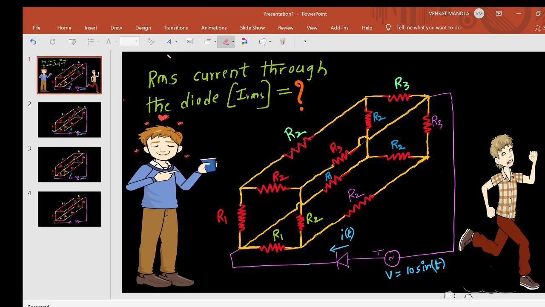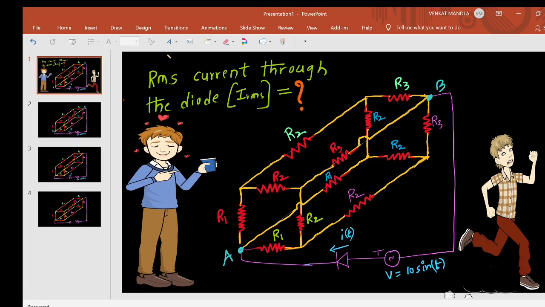This is the question. First, I will explain the question. Here we need to find out the RMS current through the diode, right? To find this RMS current, first we need to find out the equivalent resistance between this point. Let us say this is point A, this is point B. We need to find the equivalent resistance between point A and B, right?